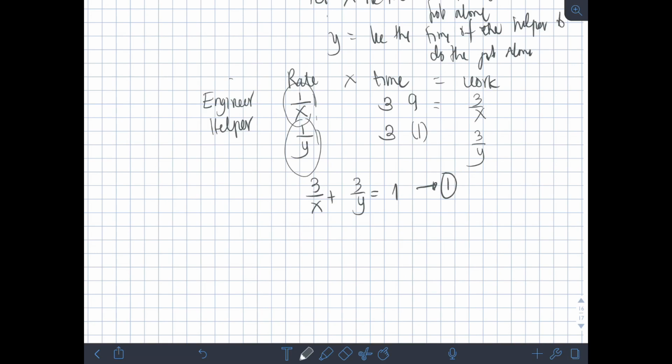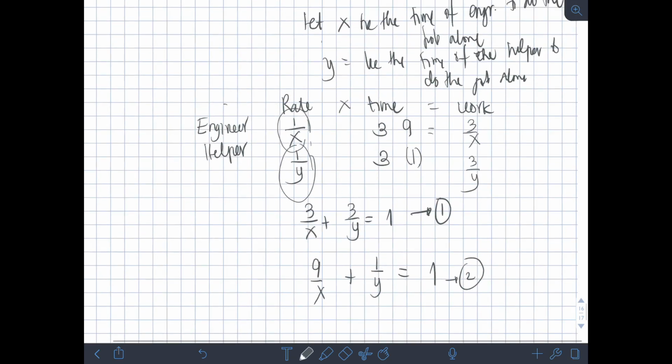So, the rate times time will be 1 over x times 9 for the engineer. So, we have 9 over x. And then, for the work naman ng helper, 1 lang. So, 1 times 1 over y. So, we have 1 over y. And then, i-add natin yung work nila as 1. So, equal yon sa whole work which is 1. So, this is our equation 2. So, we have 2 variables and we have 2 equations. So, we can solve x and y.